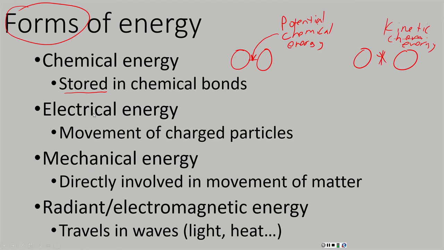Let's look next at electrical energy. Electrical energy is the movement of charged particles. So electrical energy, an example of that could be a battery. A battery stores electrical energy. When we hook that battery by way of a wire to something, then those charged particles can start to move. So that is kinetic electrical energy.